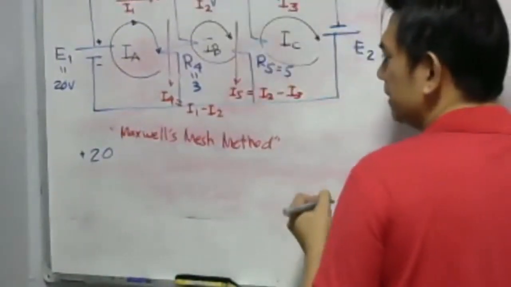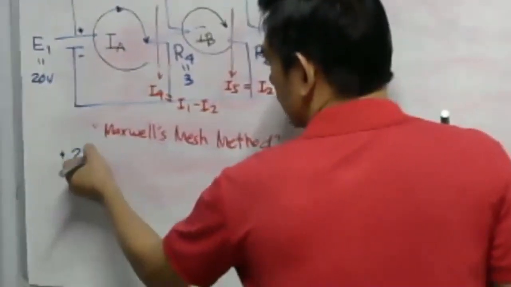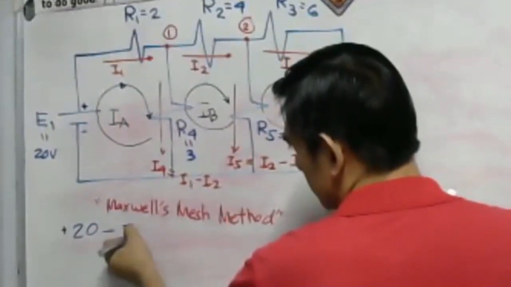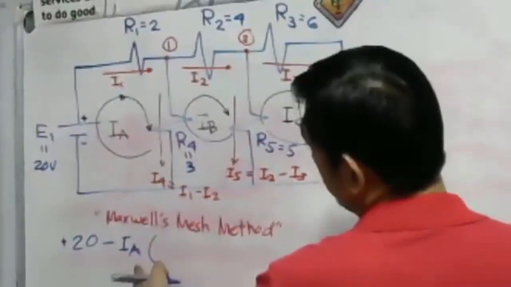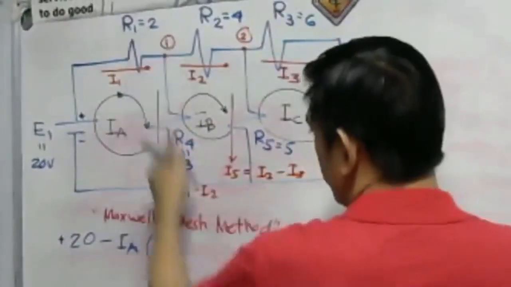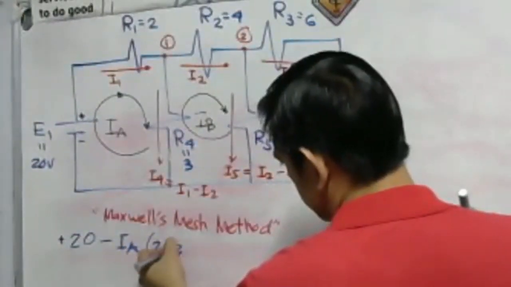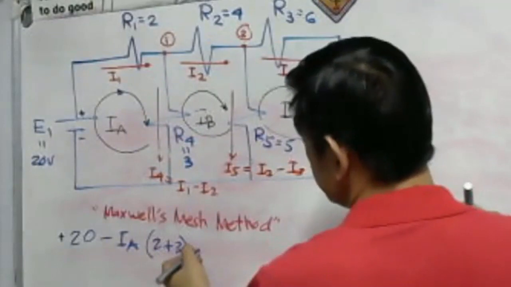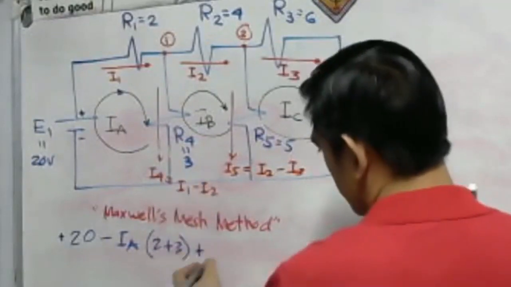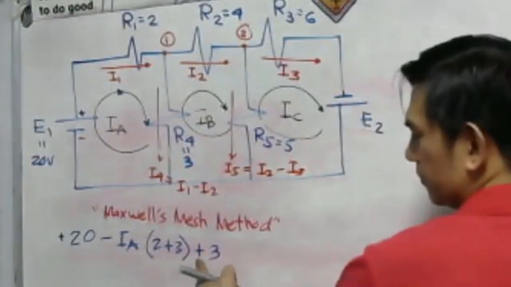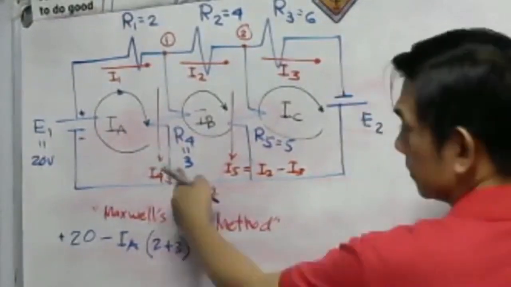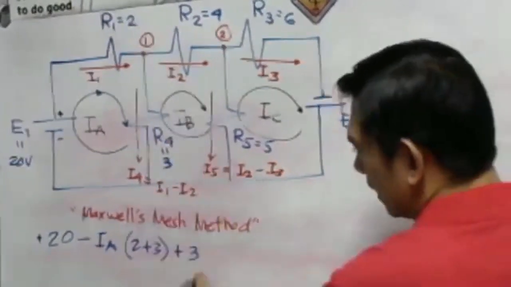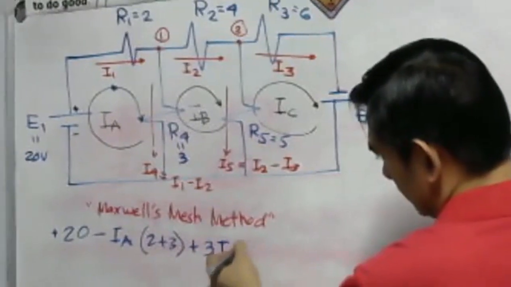Okay, what have we said? Automatic, let us make this negative. This is our IA multiplied by the loop resistance, which is 2 plus 3. So we have 2 plus 3, plus 3. Automatic, we have to make this plus 3, then multiplied by the adjacent circulating current, our I sub B. That is equal to 0.